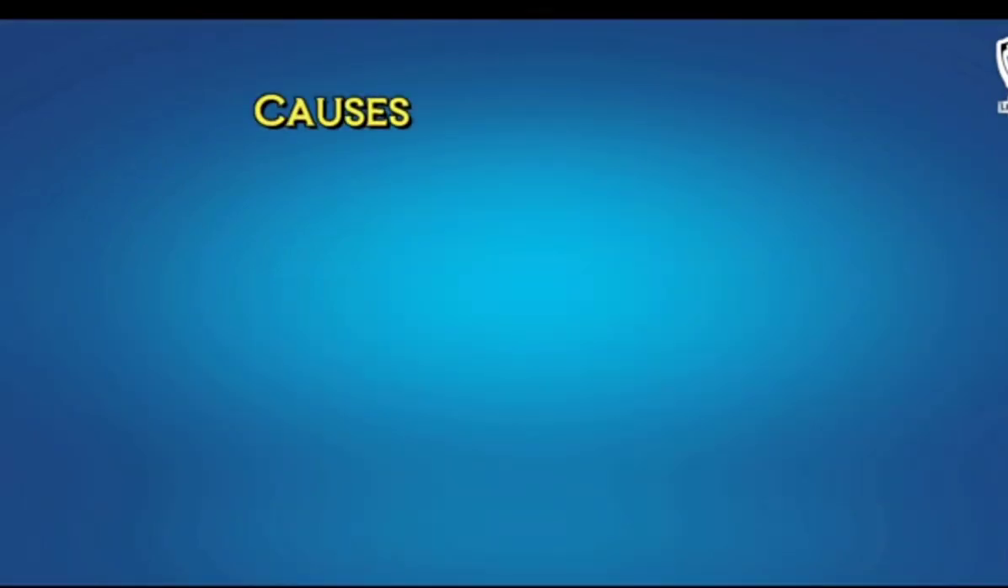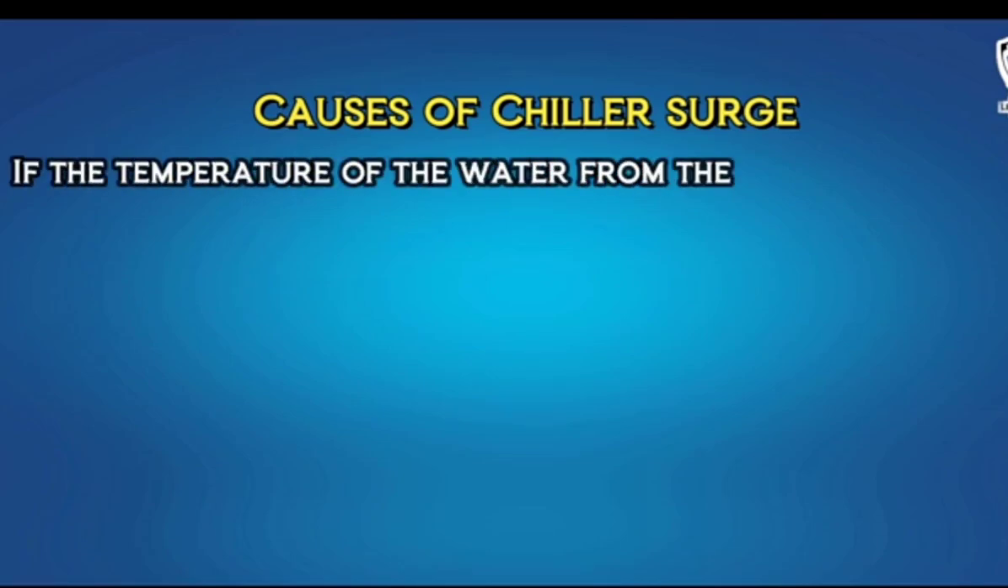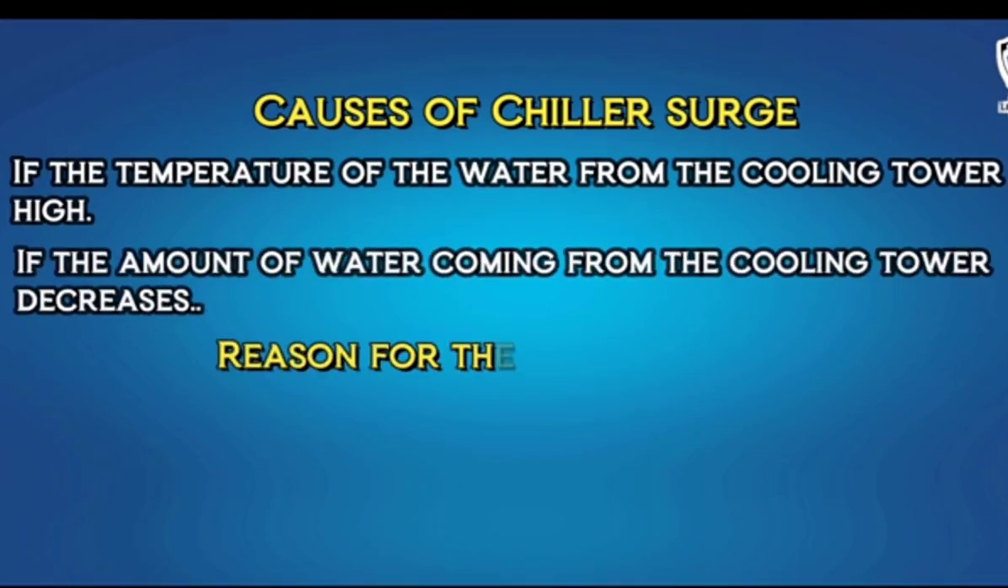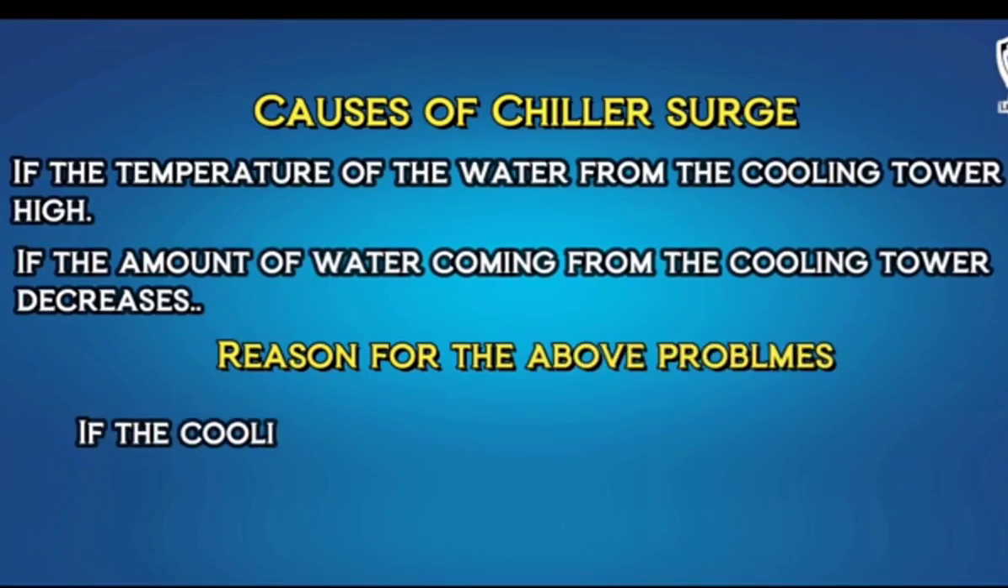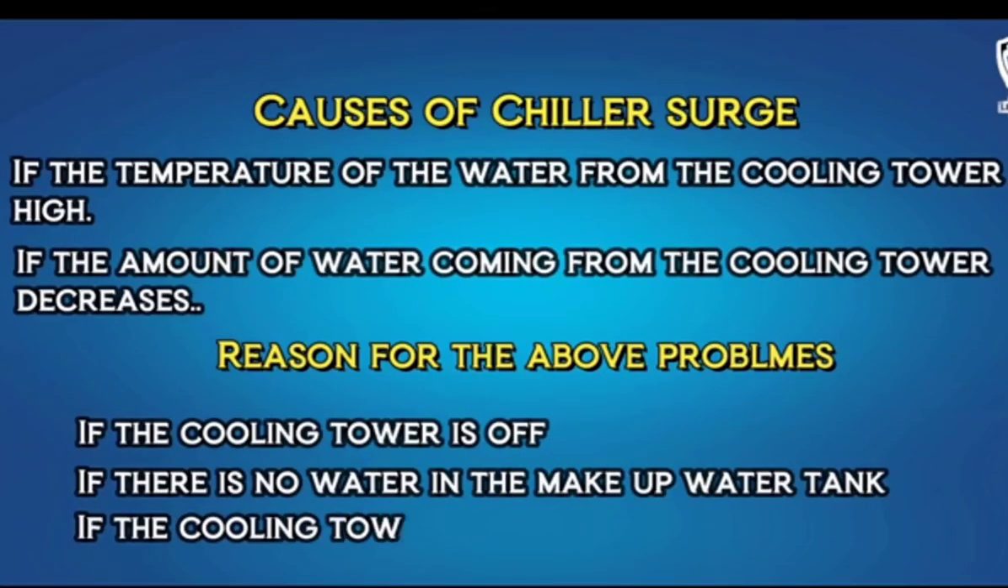By watching this video, you will know the reason for chiller surge. This problem can occur if the temperature of the water coming from the cooling tower is high or the water level is low. The reasons for the above problems are: if the cooling tower is off, if there is no water in the makeup tank, or if the cooling tower belt is cut, the water temperature may increase and the water level may decrease. So, this problem can be avoided by maintaining the cooling tower properly.